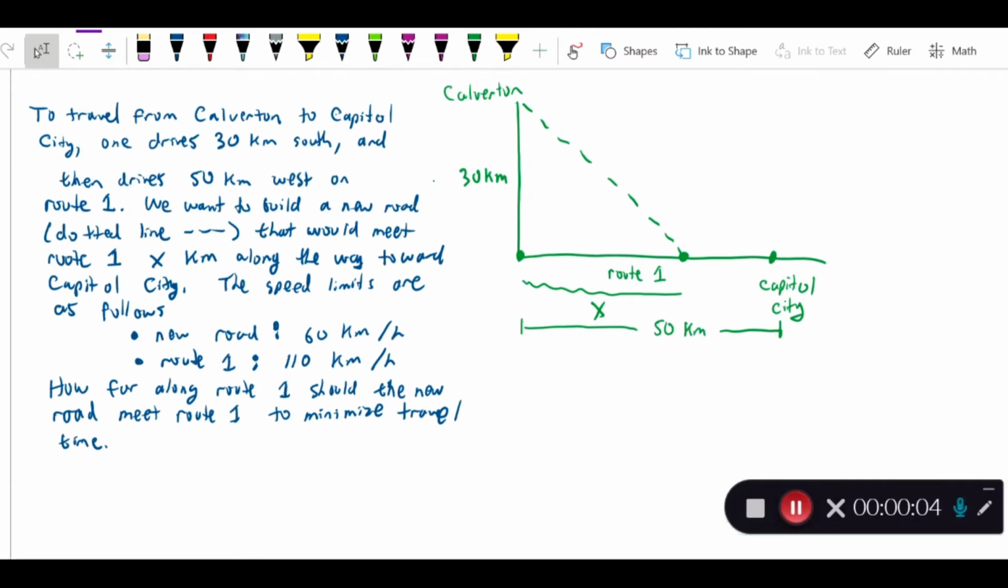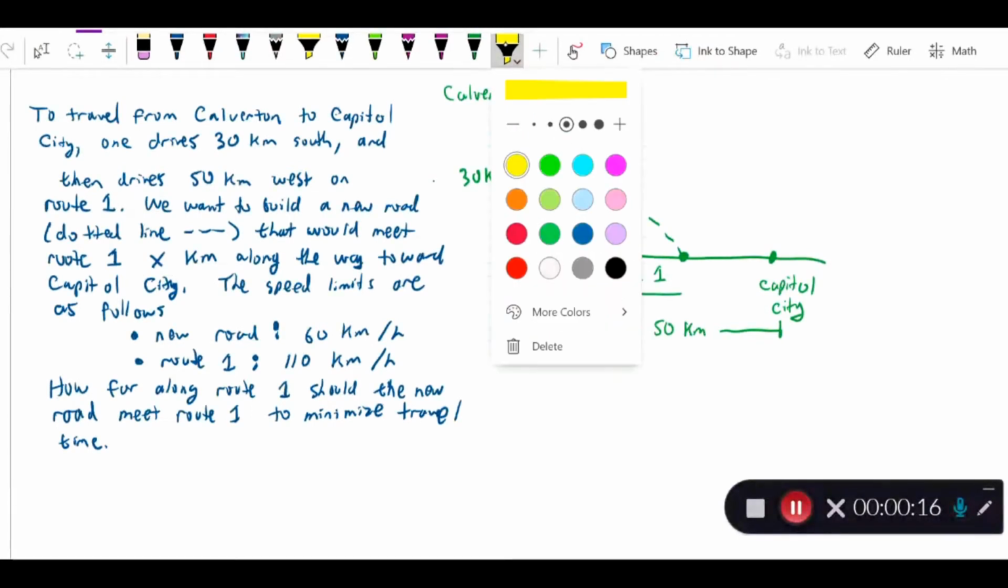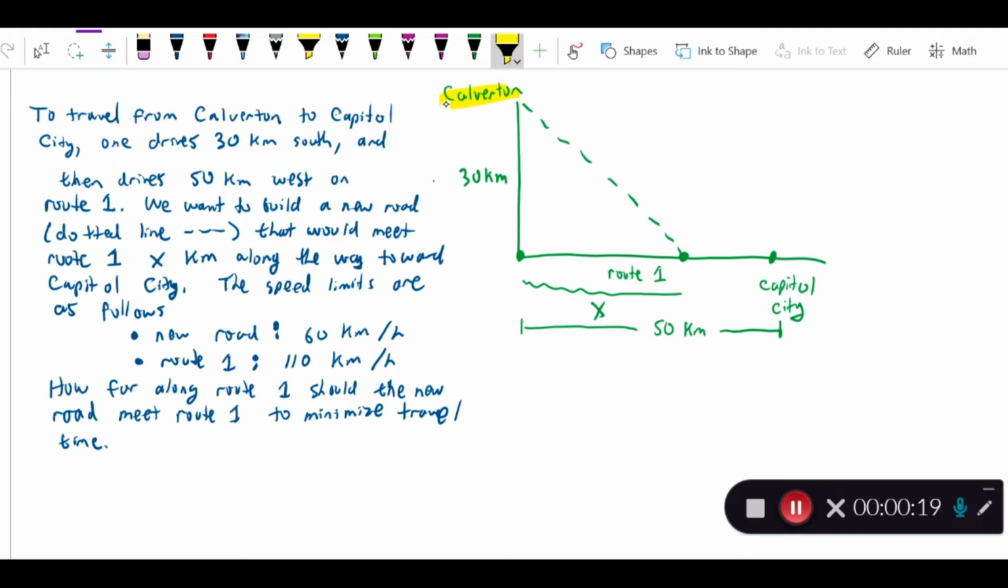So we have an optimization problem that's a little bit different from the ones we've been doing. The setup for this problem is we have two cities. We have the city of Calverton and Capital City in the places where you see them. So Calverton is up here. In order to travel from Calverton to Capital City, normally we travel on these solid lines.